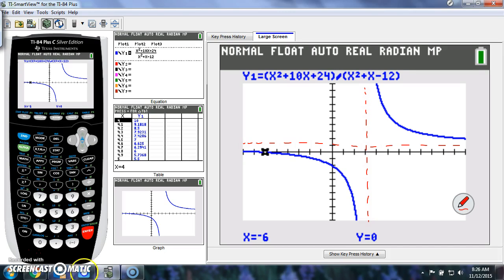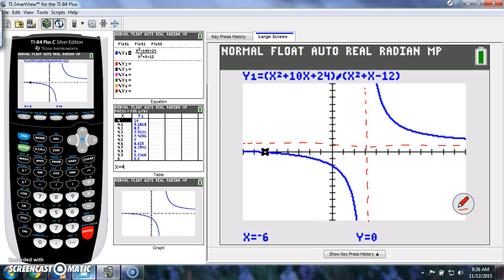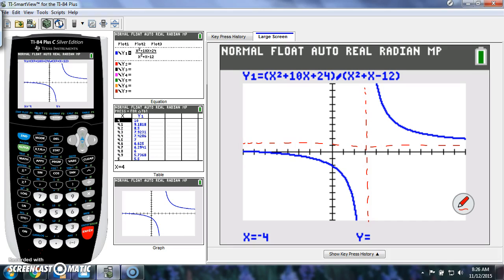We also have a hole at -4. So here's how we test that. Type in -4, and notice right down here, there's no output. That means that even though the calculator doesn't show it right here, there's a hole, an empty circle right there in the graph. So that's how you can use your graphing calculator to assist you.